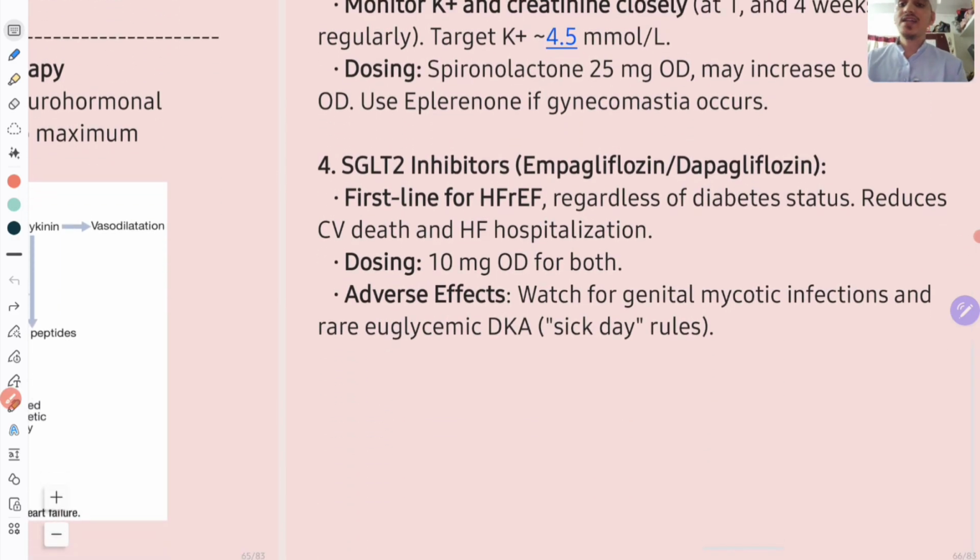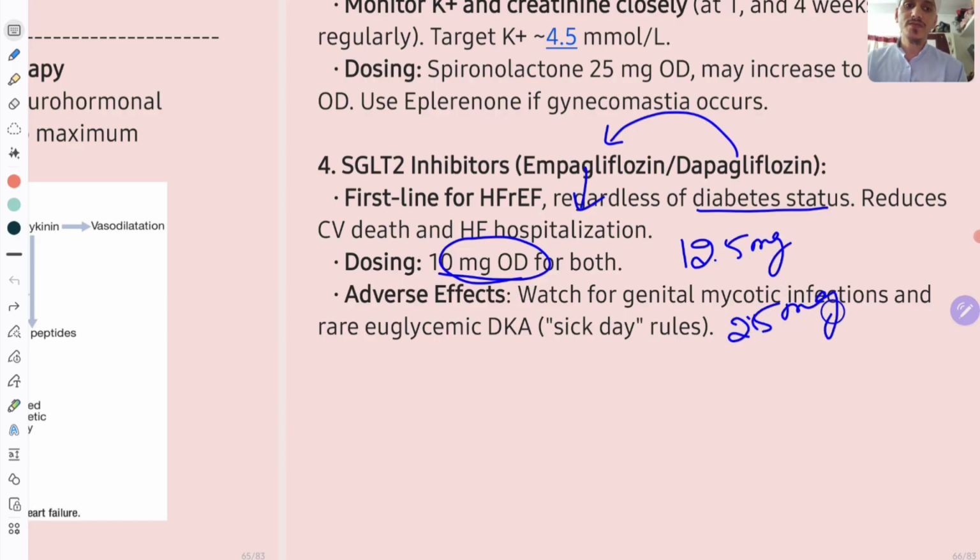Now, SGLT2 inhibitors also decrease mortality, but the important thing is they reduce heart failure hospitalization. So exacerbation frequency they will reduce, regardless of the phenotype of heart failure, whether it is reduced ejection fraction, preserved ejection fraction, or borderline ejection fraction. Okay. And whether the patient has diabetes or doesn't have diabetes. So regardless of diabetes status, you should use SGLT2 inhibitors. Among these two, empagliflozin is preferred in patients with heart failure, but both can be used. Okay. 10 mg OD is the dose for dapagliflozin, and for empagliflozin it is 12.5 mg OD, and you can increase it to 25 mg OD.